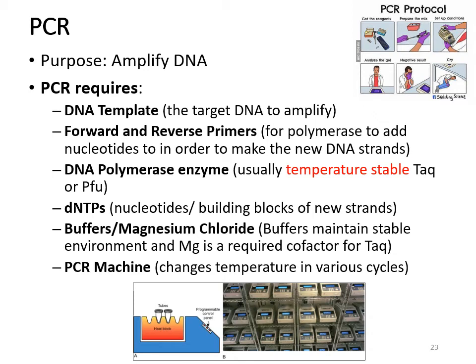And the piece that students always forget, you need what's called a PCR machine. You need a very particular machine that will cycle through. It'll go to high temperature, cool down. It'll fluctuate temperatures for you for this process. Okay?